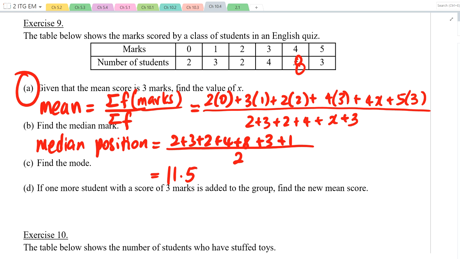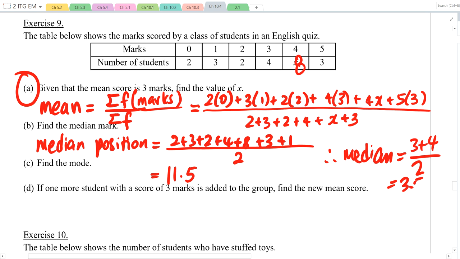1, 2, 3, 4, 5, 6, 7, 8, 9, 10, 11. This is number 11. This is number 12. So my median position is here, right? And the value, what is this value? 3 plus 4 divided by 2. So it's 3.5. So median equals 3 plus 4 divided by 2, which is 3.5 marks.